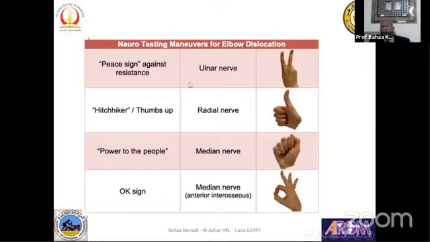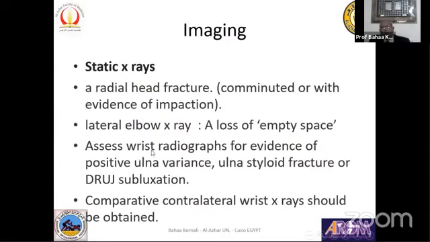For the ulnar nerve, you can do a peace sign against resistance, and the Hitchcock thumb sign indicates a good, intact radial nerve. Power of the people is for the median nerve, and the OK sign tests the median nerve, specifically the anterior interosseous nerve. Just remember these for any case in the forearm or arm examination.